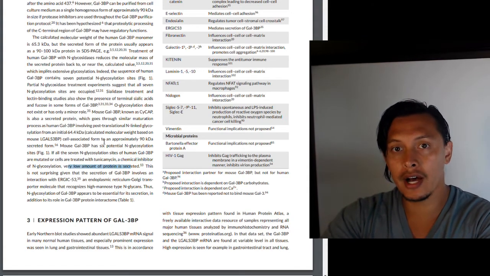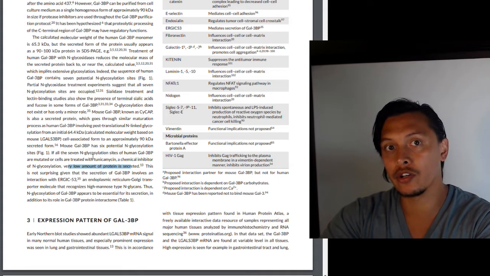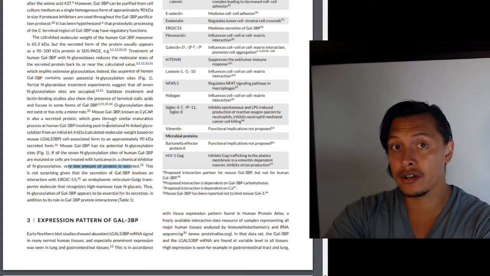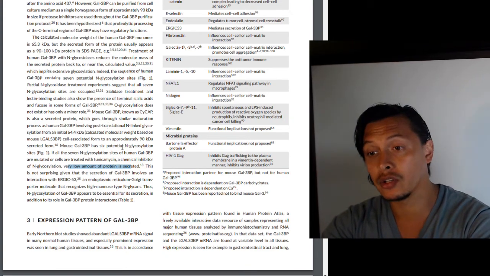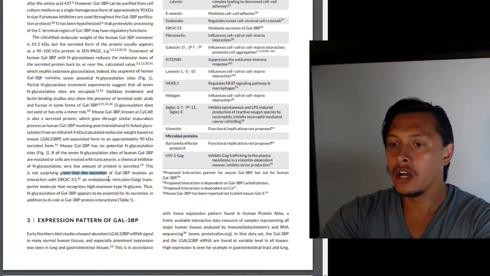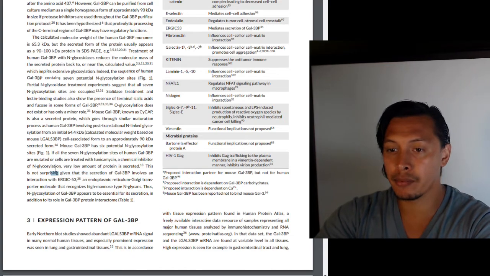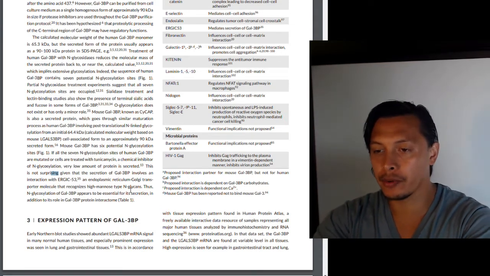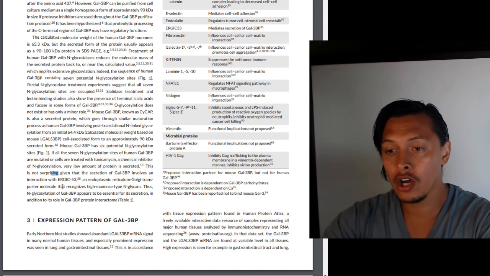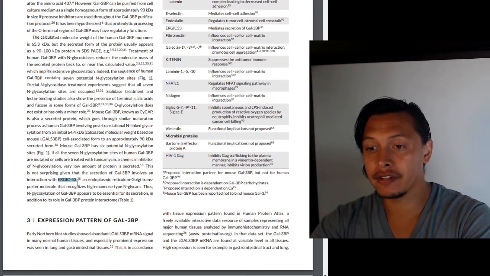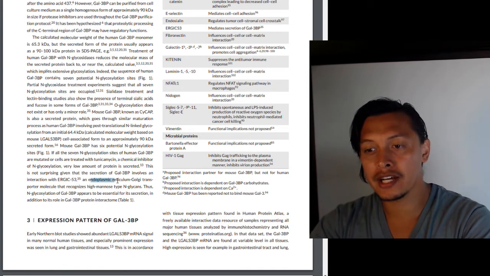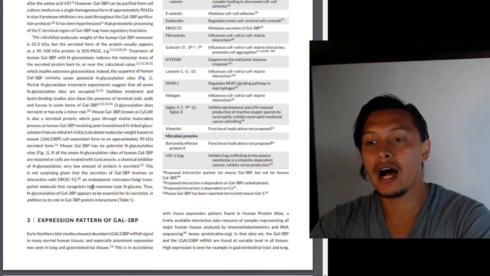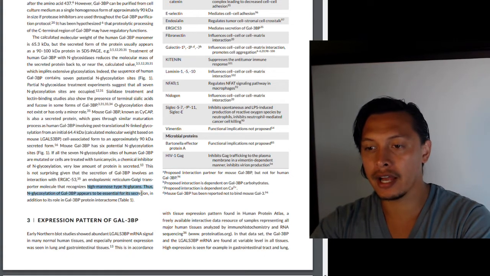So if you do not have the ability to glycosylate your galectin-3 binding protein, it is going to end up staying within the cells and it is not going to be secreted into the environment. So this is not surprising, given that the secretion of galectin-3 binding protein involves an interaction with ERGIC53. And this is an endoplasmic reticulum Golgi transporter molecule that recognizes high mannose type N-glycans.